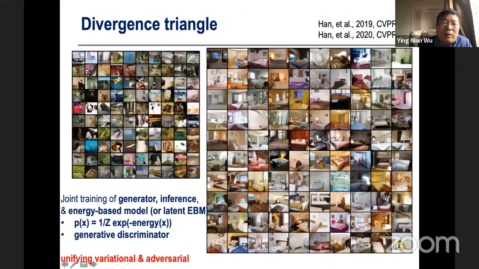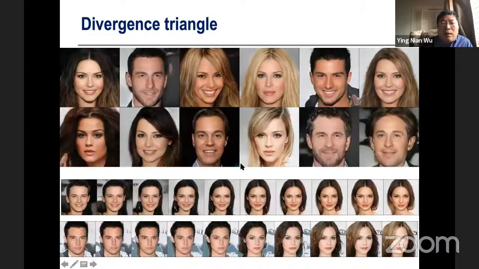Before doing that, we also tried to unify variational and adversarial learning by jointly learning a generator model, which I showed you before, an energy-based model which defines a probability density function through an energy function as an unnormalized density, and also the inference model as in the variational autoencoder. We found a divergence triangle type of loss function that unifies these three models, and then it can generate those images. For example, we can generate high resolution images, and we can also interpolate generated images, so you can see the smooth change.